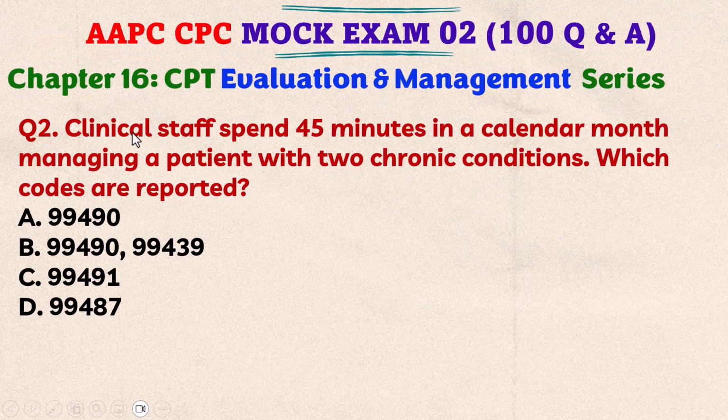Question number 2. Clinical staff spent 45 minutes in a calendar month managing a patient with 2 chronic conditions. Which codes are reported? So there are 4 answers available. Take your CPT codebook and find the answer. So here you have to highlight this is clinical staff spent 45 minutes, patient with 2 chronic conditions. So when you look at the answers, all answers are adjacent codes, so you can use the elimination method.